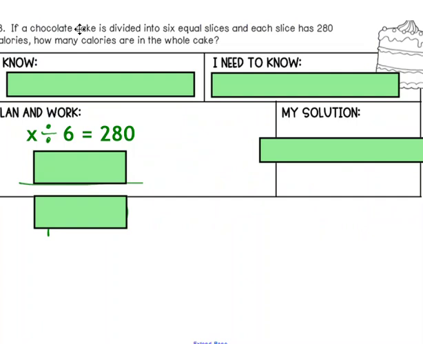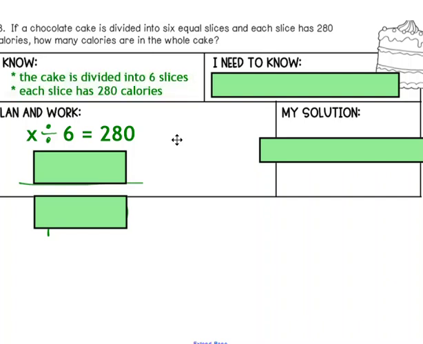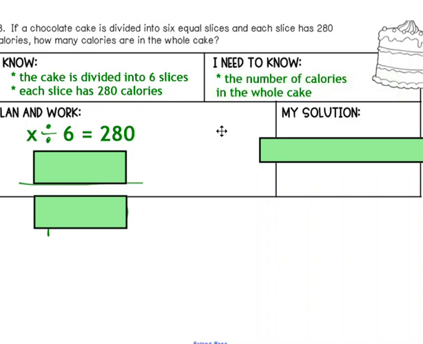In the next section right here, 13, if a chocolate cake is divided into 6 equal slices and each slice has 280 calories, how many calories are in the whole cake? So let's just start with what we know. They tell you, one, the cake is split up into 6 slices, and each slice has 280 calories. We know that. What we need to know is how many calories in the whole cake.